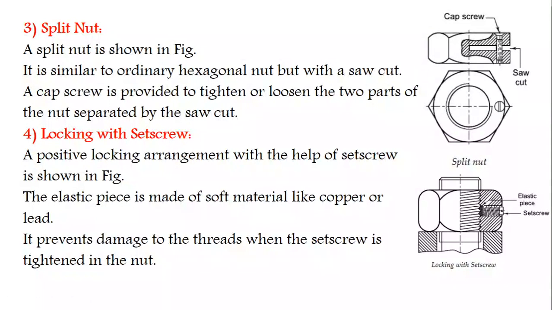The elastic piece is made up of a soft material like copper or lead. Here an elastic piece is used. See, this is the elastic piece. The elastic piece is used to prevent damage to the threads when the set screw is tightened in the nut. It is used to prevent damage to the bolt threads. These arrangements result in additional friction between the threads of the bolt and the elastic piece and prevent loosening.